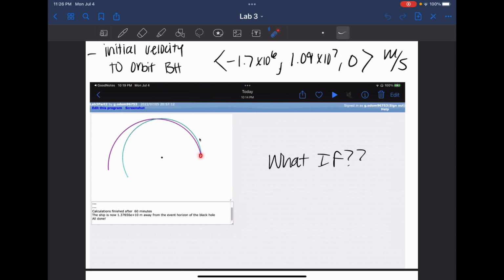I'll show you in a minute. But this purple is the orbit of the ship, and then this is the planet, to keep from getting hit, but also to kind of orbit it and let the gravitational force from the black hole pull us in.